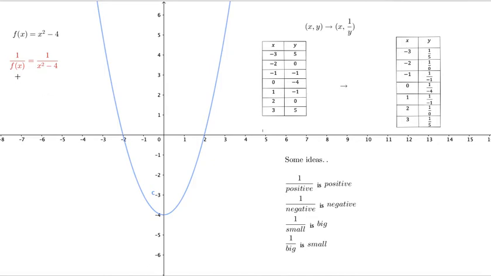We can also write this as y is equal to 1 over x squared minus 4. In other words, this is a rational function. You know how to graph a rational function. You're probably able to pick out that this will have a horizontal asymptote at 0. And if you factor the bottom, we have two vertical asymptotes at -2 and 2.